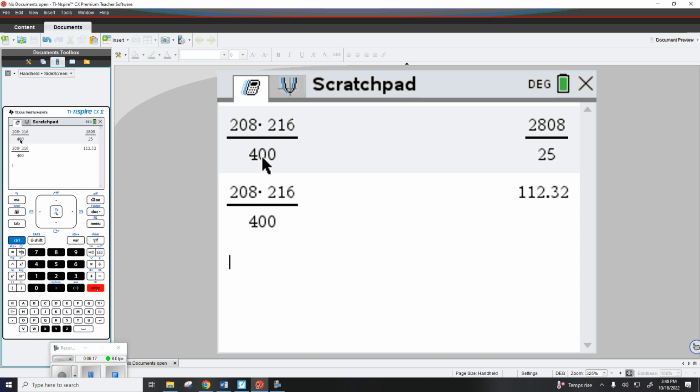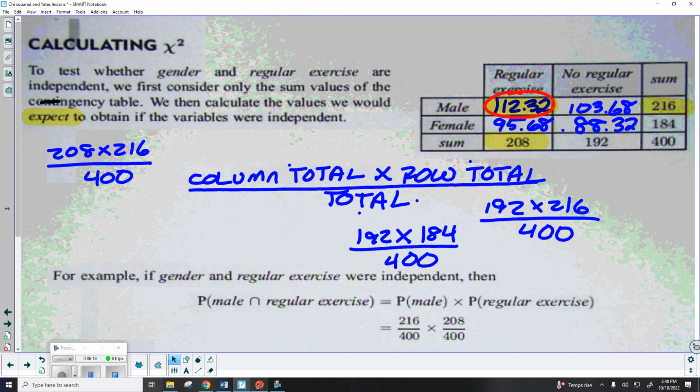Okay. So for the ladies who weren't here yesterday, help me out with another one. Let's say I want to determine what the expected frequency value is for females who don't exercise regularly. Okay. So 192 times what? There you go.